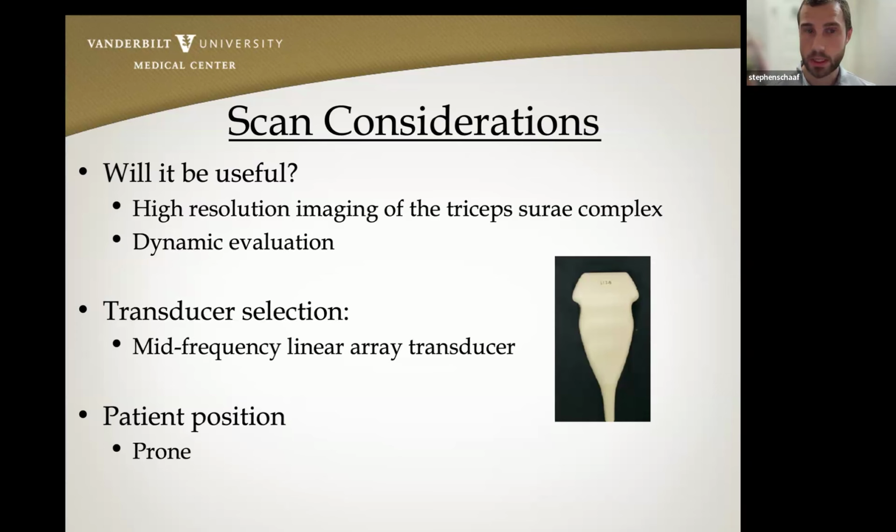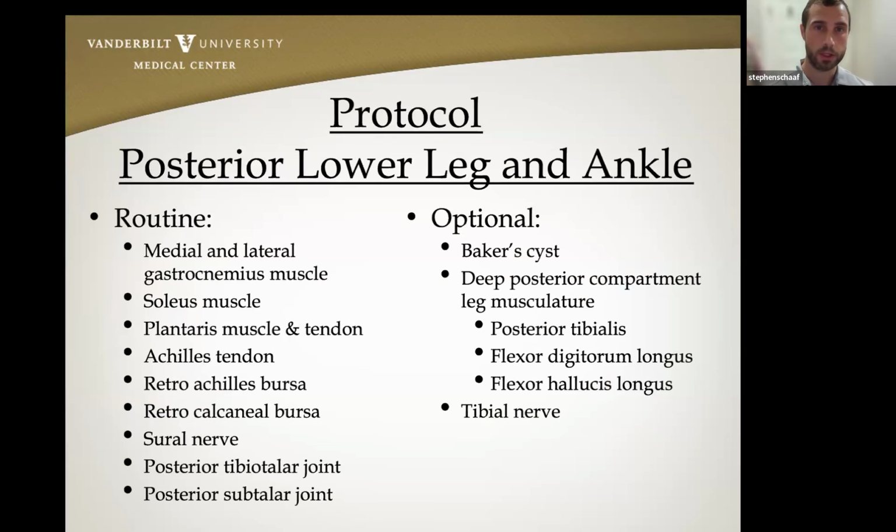Typically for these scans, we're going to be using a mid-frequency linear array transducer. Depending on the patient's body habitus, you can flip to a higher frequency transducer if you're specifically looking at superficial tears. Sometimes you may even need a lower frequency transducer if the patient is larger, especially if you're looking at the deep lower leg musculature. Typically for this scan, I'll have the patient in a prone position, usually with their ankle and feet hanging off the edge of the bed, just in case you need to do any dynamic evaluation.